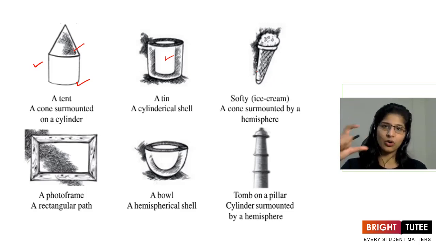You know there is a cone at the bottom and then a hemisphere, right? The scoop in which the ice cream is placed and kept on the cone, that is in the form of a hemisphere. So this is a combination of a cone and a hemisphere.